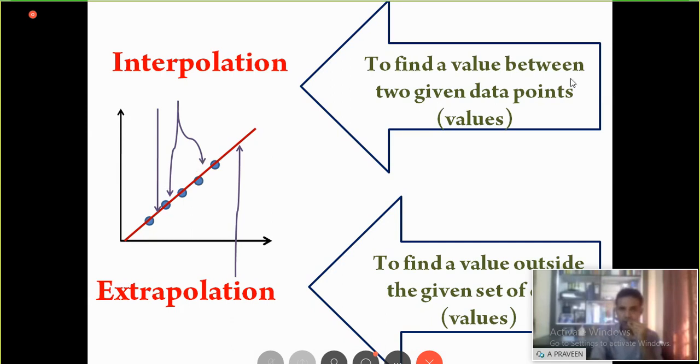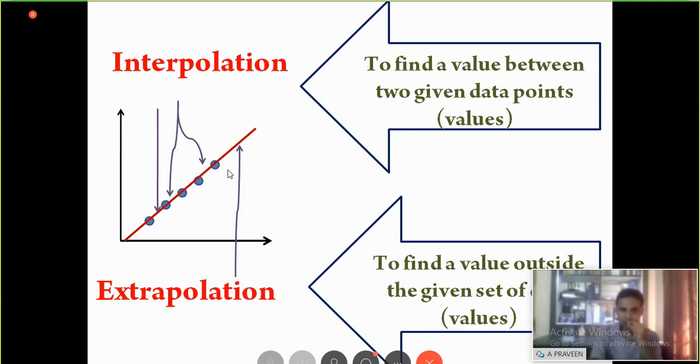As you see from the small note that is already written, interpolation is to find a value between two given data points, from out of something that is already given to you, to find something that is not available.